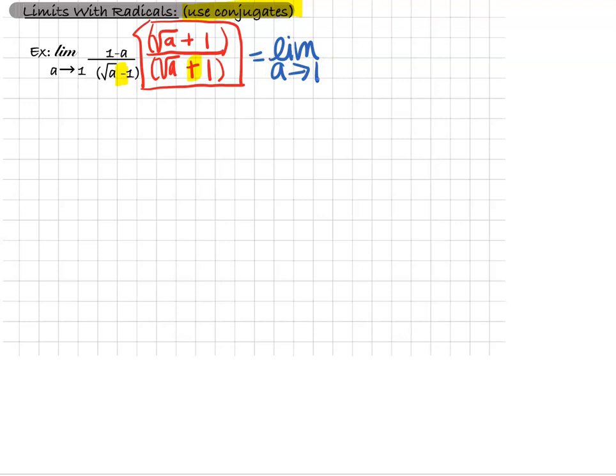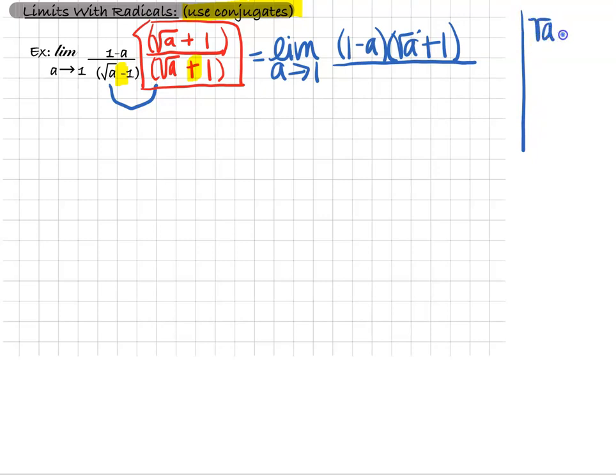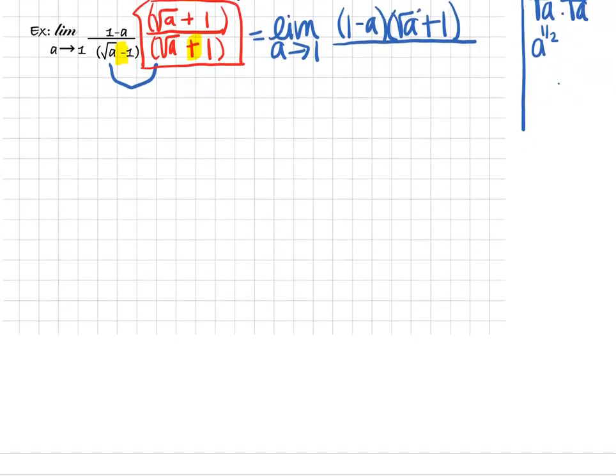Now on the top, I am not going to multiply out the top because it's not going to simplify or change anything, so I'm just going to leave it as is: 1 minus a times the square root of a plus 1. Now I am going to multiply out the bottom because that's going to be a game changer for me. So square root of a times square root of a, let's make a little side note. If I have the square root of a times the square root of a, this is really like a to the 1/2 if I rewrite it as a fractional exponent.